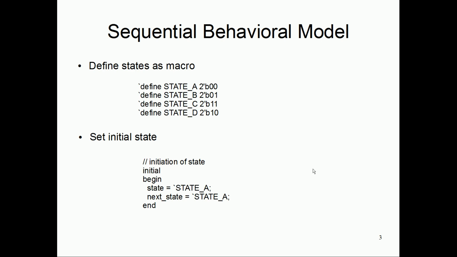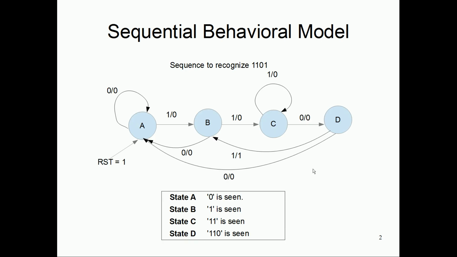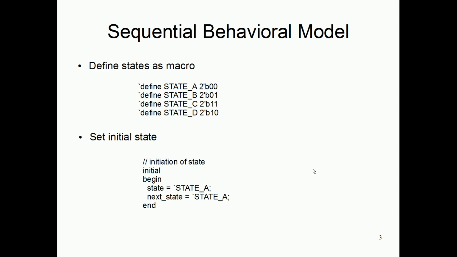So we start with, okay, we have 4 states, state A, B, C, D. So we start encoding that state. We define state A as 0, state B as 1, and so on and so forth. Now we set the initial state. Remember, the initial state is A. On reset it goes to A, and also when you power up this machine, it goes into state A. So we say my state is A and my next state is also A. That is my initialization of the state.